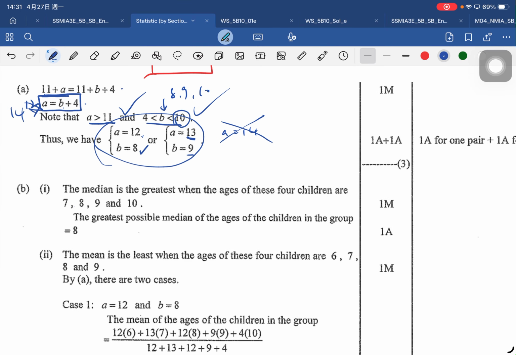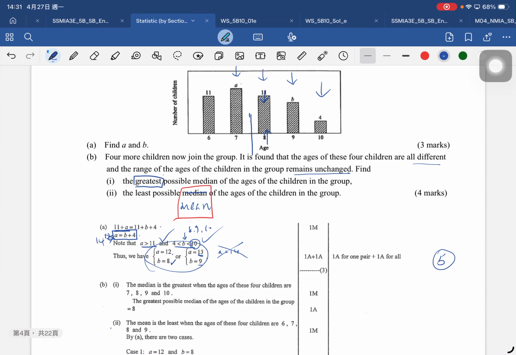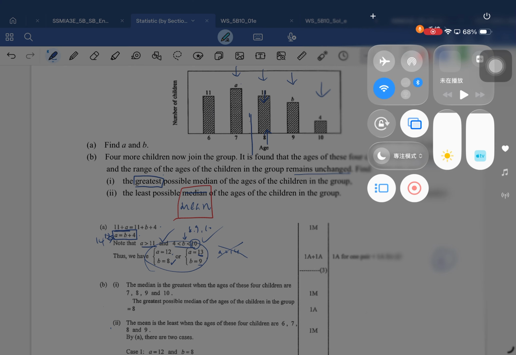Tomorrow maybe I will discuss in detail with you part B and the rest of some questions. Let's bring it back to school. But today I would like you to refer to the model answer in the Share Drive first. Bring it back to school tomorrow.